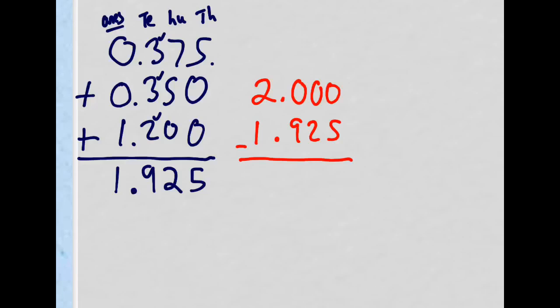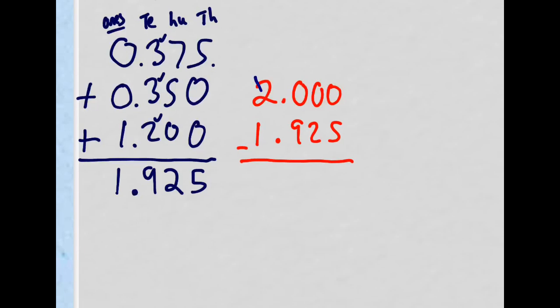Remember, if you didn't do this yet, do it before I go over it, because otherwise you won't learn from it. So now I can't do 0 minus anything, so I have to borrow from the 2 and make it a 1, which makes that a 10. Borrow from that 10, make it a 9, which makes that a 10. Borrow from that 10, make it a 9, which makes that a 10. Now I'm going to do 10 minus 5, which is 5. 9 minus 2 is 7. 9 minus 9 is 0. Bring your decimal down, and 1 minus 1 is 0.